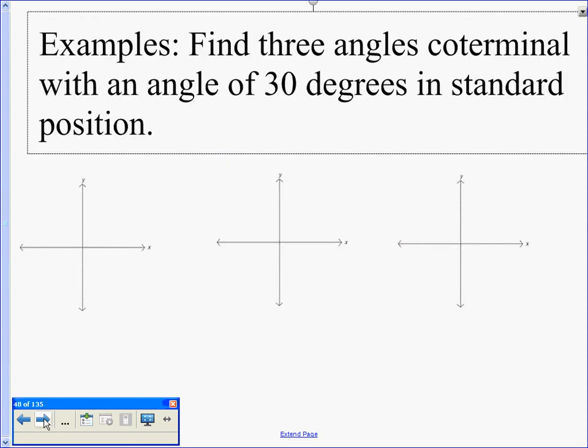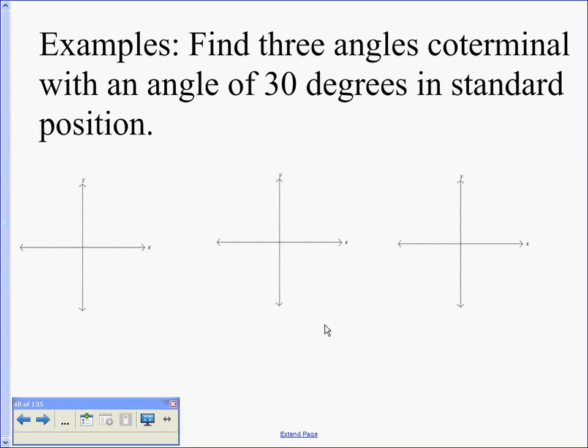So what we're going to do now is find 3 angles coterminal with an angle of 30 degrees in standard position. I'm going to start out just by making my standard position. This is going to be a 30-degree angle in each case here. And so here we go, and that's 30 degrees. In each case here I have a 30-degree angle. All right, now let's find a negative coterminal angle first.